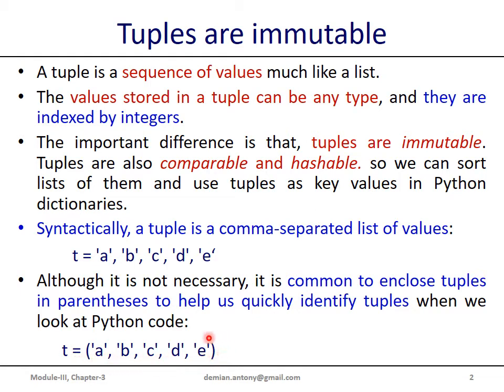So this is a mechanism where we define a tuple with the parentheses. A, B, C, D, E are the elements, and T is the tuple. So there are 2 ways to define tuples. One is without parentheses and one is with parentheses. You can define a tuple either way.